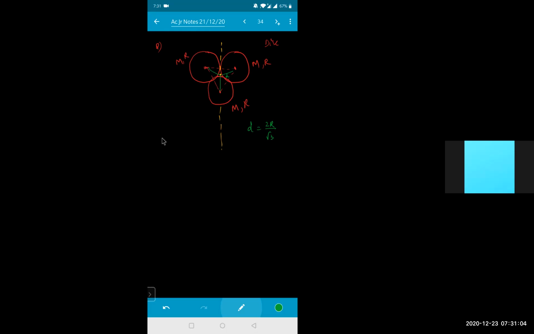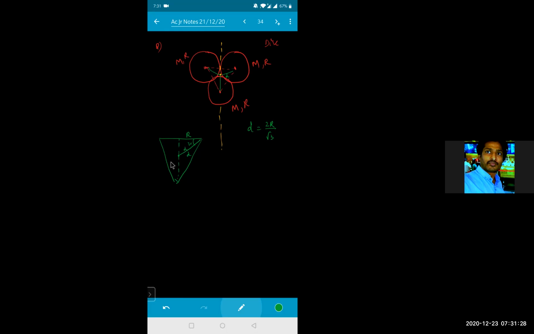If you need to draw, you can take the diagram here also. This is your equilateral triangle which is being formed. It is the centroid. This distance is your D. This angle is 30 degrees. So from here to here, this one is your R. So this one is nothing but your D. In the same way, here also the same thing.